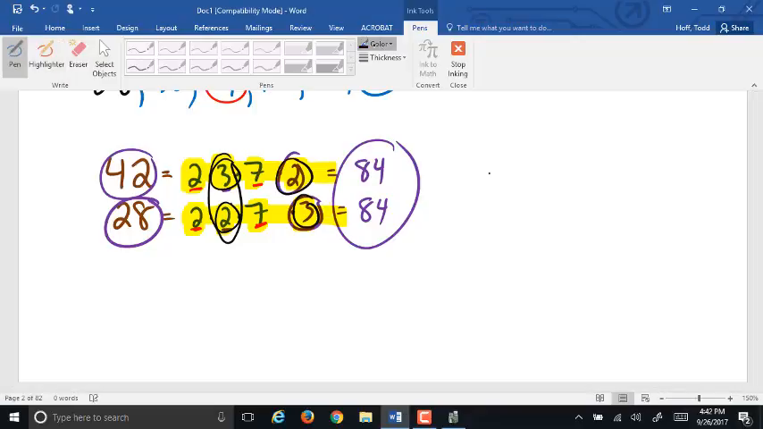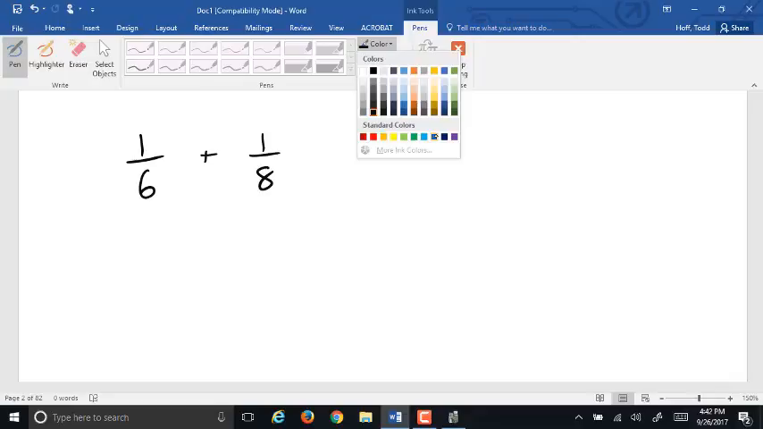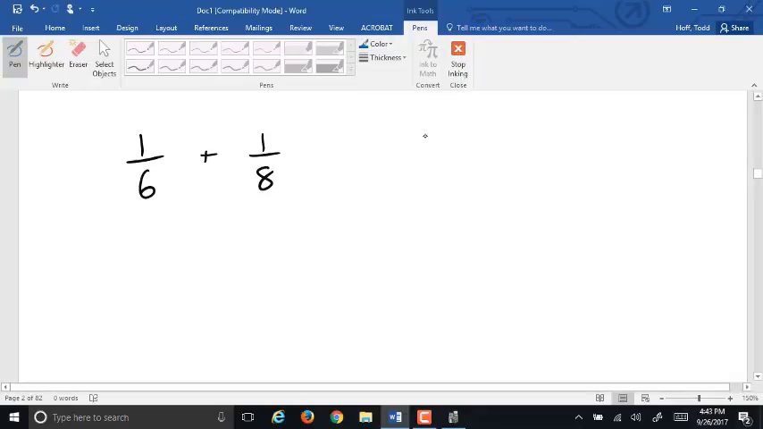Why is this a big deal? Well, because at some point we're going to add fractions, and we're going to need a common denominator. That common denominator is the least common multiple.